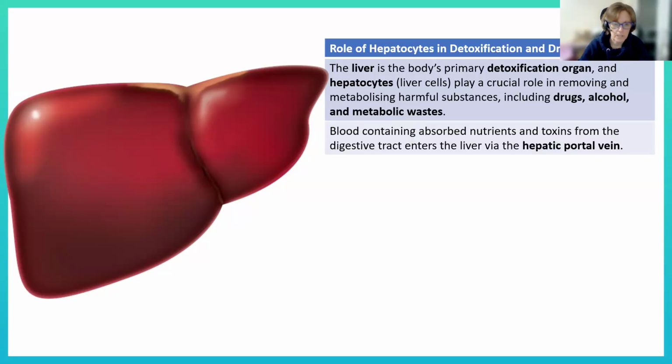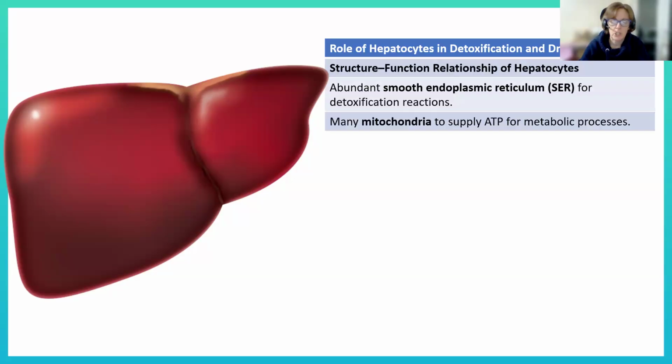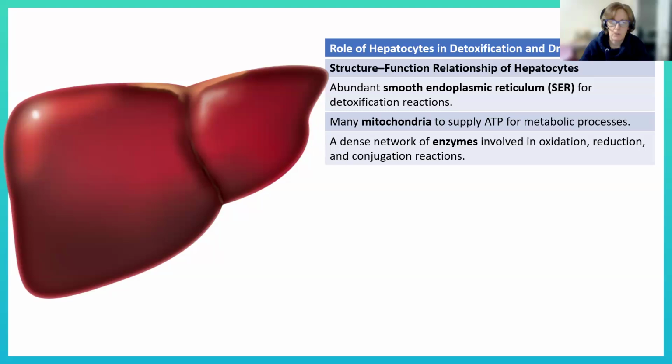So obviously all of this stuff is consumed orally and goes to the digestive system. First place the blood goes from the digestive system, via the hepatic portal vein, is straight to the liver. We spoke about the fact that the smooth endoplasmic reticulum was important for these detoxification reactions, and it's a very energy hungry process, so the liver has a lot of mitochondria as well. There are a lot of enzymes involved in these oxidation, reduction, and conjugation reactions, so adding together and breaking stuff down.